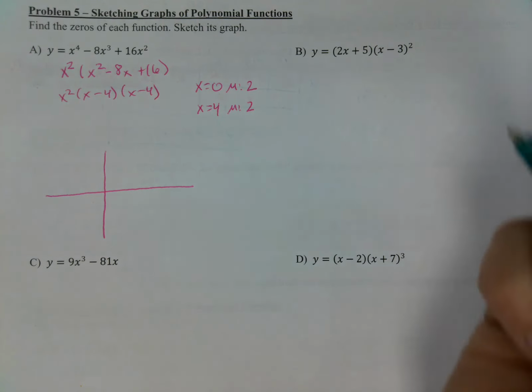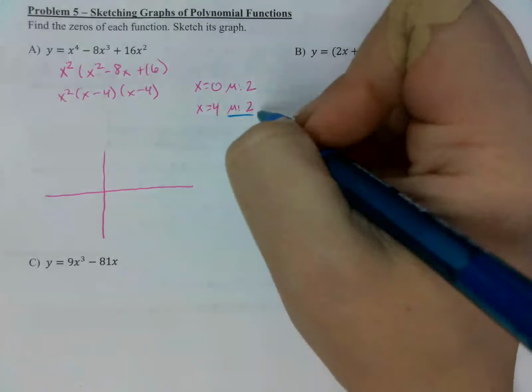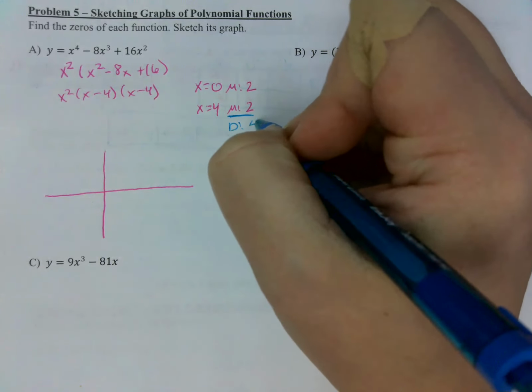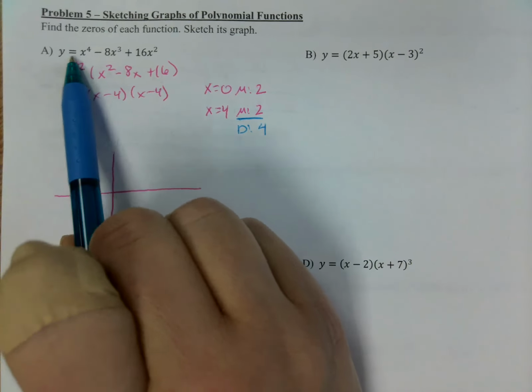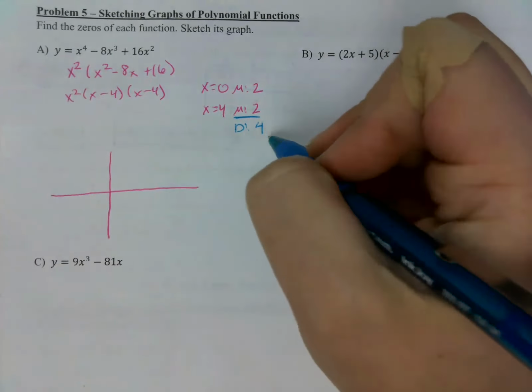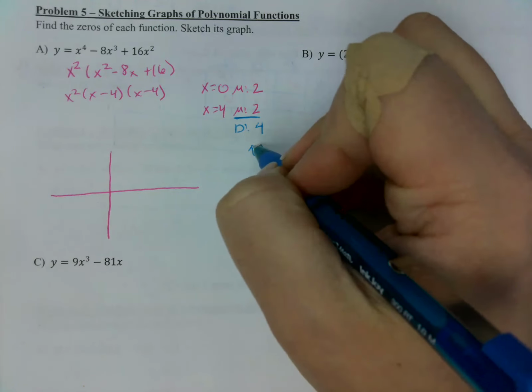Now when I'm graphing this, there's two things I'm going to focus on. This will give me my degree. When you add your multiplicities together, that gives me my degree. This is positive. So my leading coefficient is positive. So that means my degree is even. It's going to go up, up.